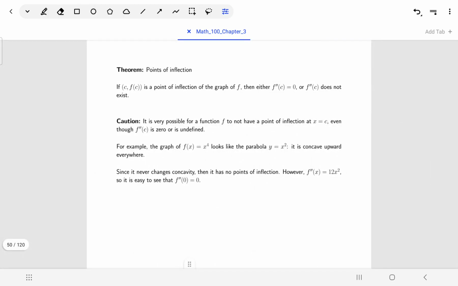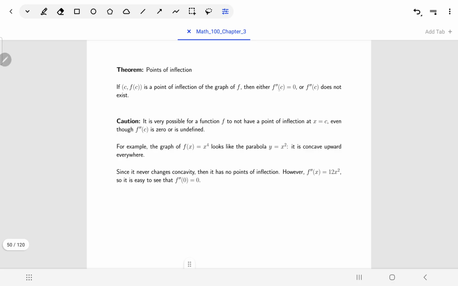So a couple of things we can say. We've got a nice little theorem here that tells us if you have a point of inflection, then one of two things needs to be happening. Either your second derivative needs to be 0, or your second derivative doesn't exist. The reverse is not true, though. If you have a place where the second derivative is 0 or does not exist, that doesn't necessarily mean that you've got yourself a point of inflection.